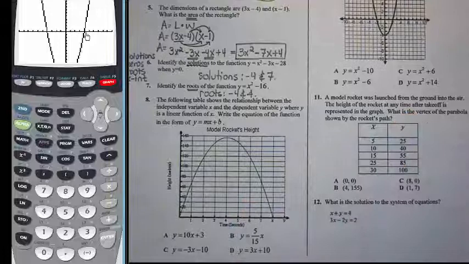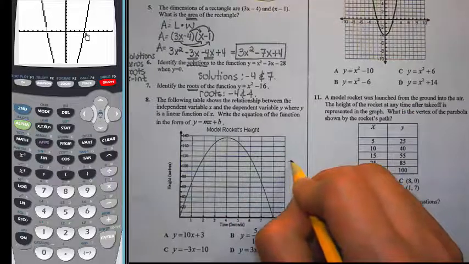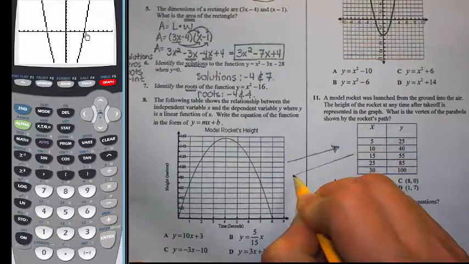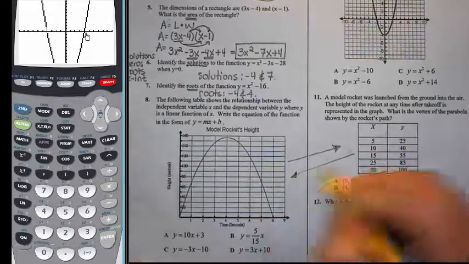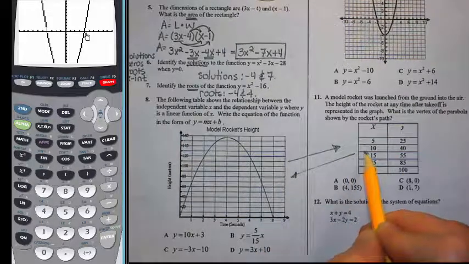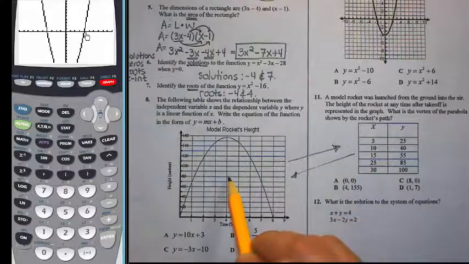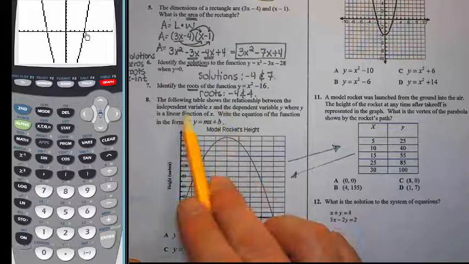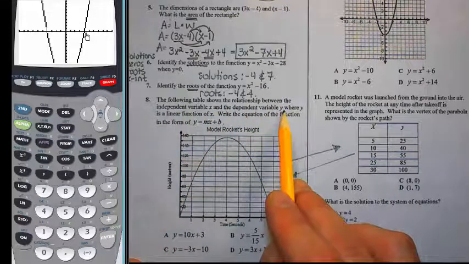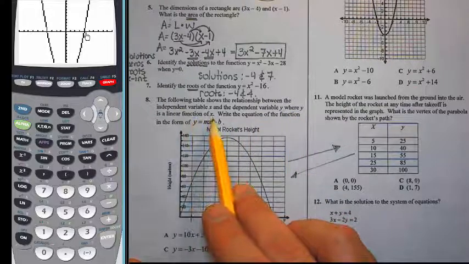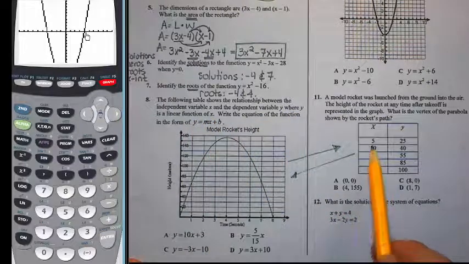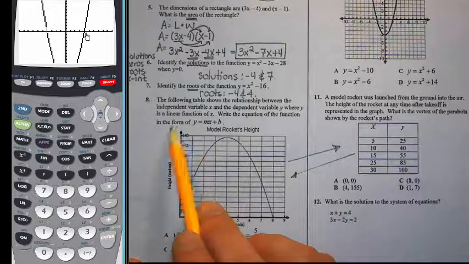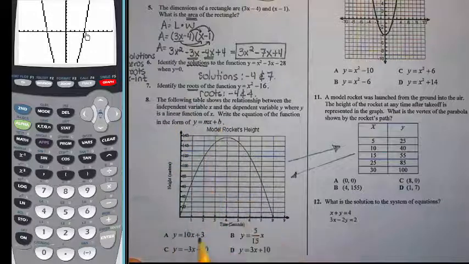Okay, on the next problem there's a little typo. I made a mistake. This graph right here belongs to question number 11, and this table here belongs to question number 8. I apologize for my mistake, but this table goes with this problem. The problem says the following table shows the relationship between the independent variable x and the dependent variable y, where y is a linear function of x. Write the equation of the function in the form y equals mx plus b. And here are the multiple choices.